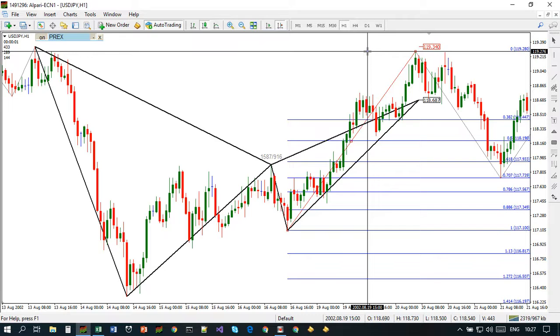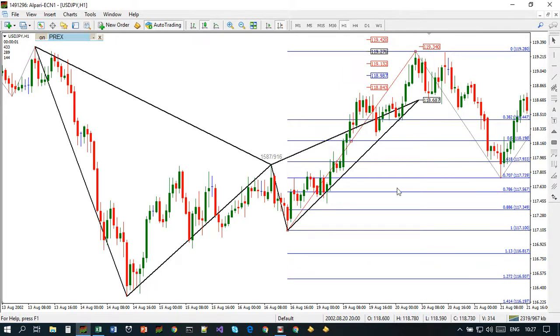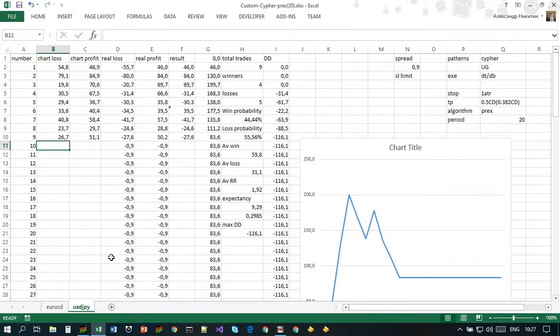So we should place our stop loss 1 ATR here. Then we should measure the stop loss: 82.1 and take profit 41. 82.1, and here we have 41. This time it was a take profit.